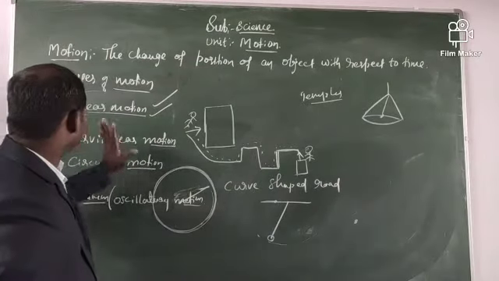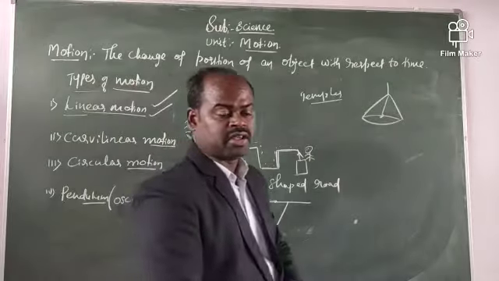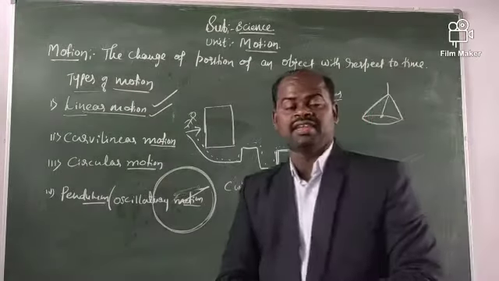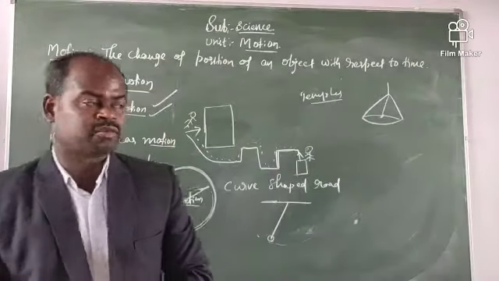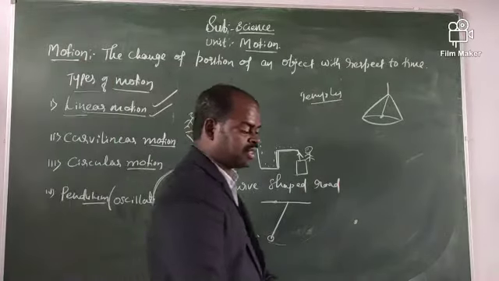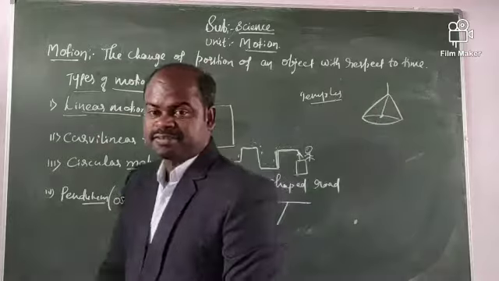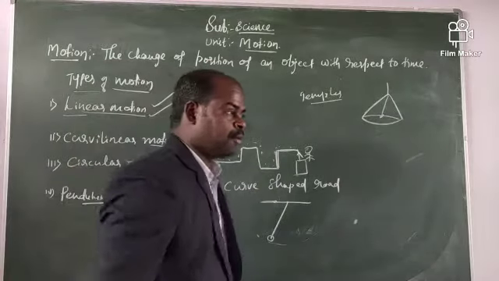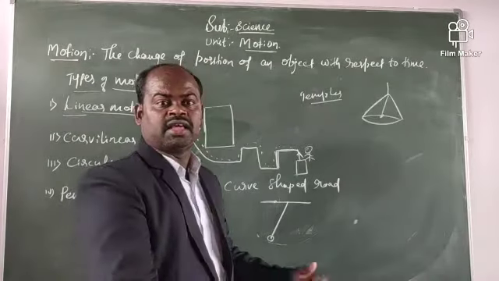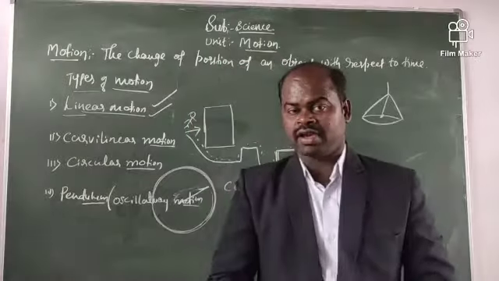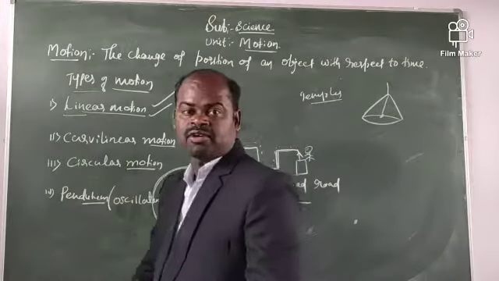See children here, first linear motion. What is linear motion? An object which always moves in a straight path is called linear motion. Examples of linear motion are a car moving in a straight path, or the March 1st parade during the national festivals.